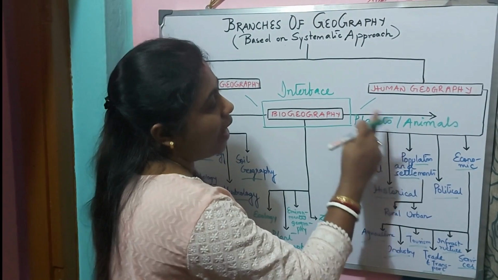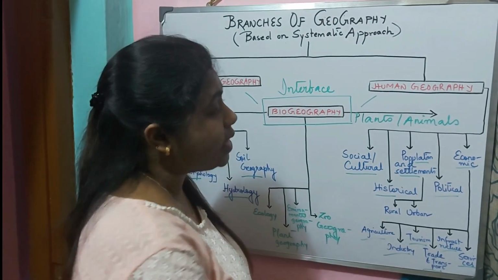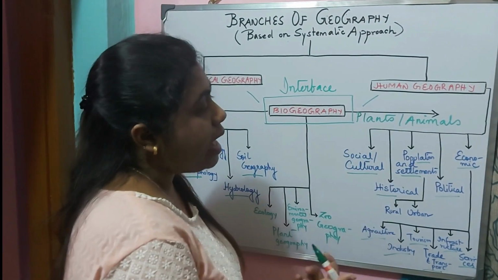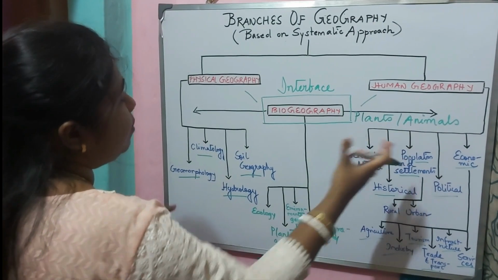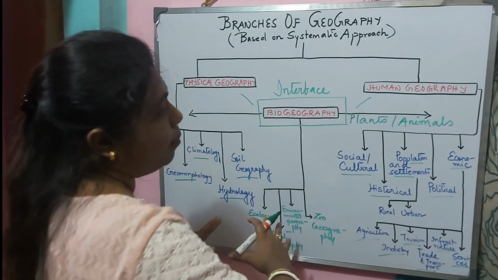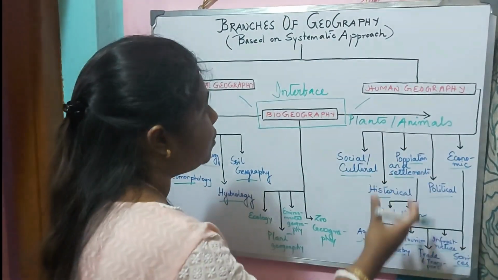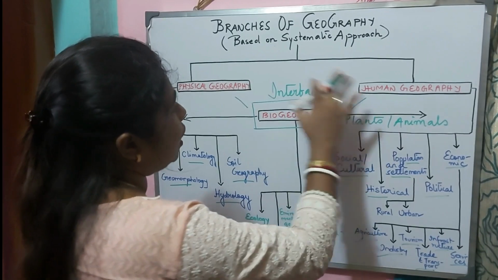Now, plants provide us with oxygen, which is important for human beings. Also, they take carbon dioxide, which is important for their own growth, right? Animals are also dependent on the plants, and plants and animals both are dependent on the physical environment, because the physical environment provides the natural habitat of the plants and animals. So biogeography is at the interface between physical and human geography.